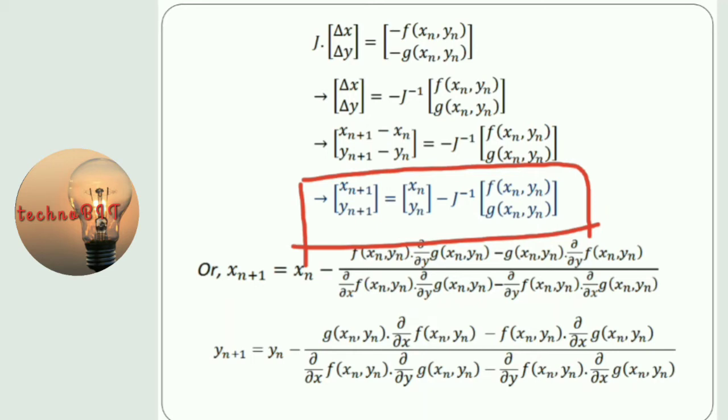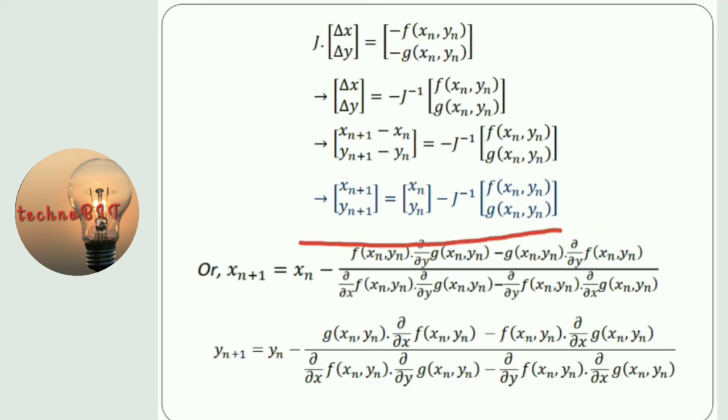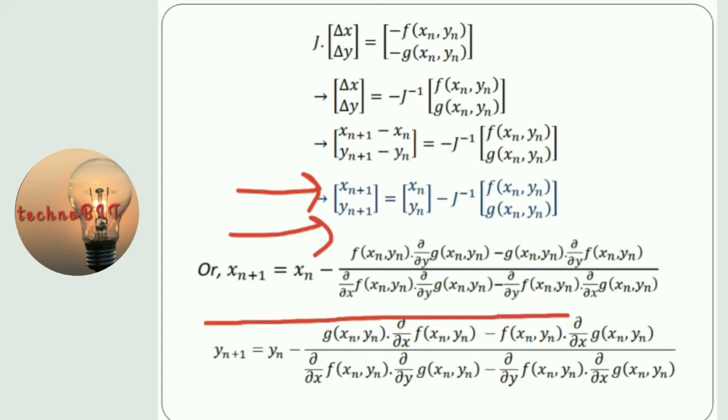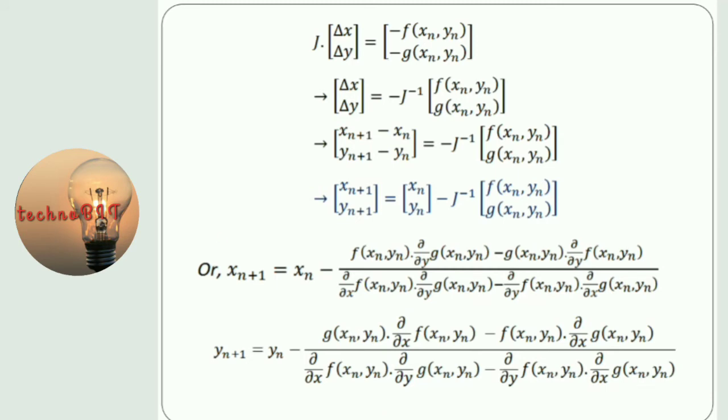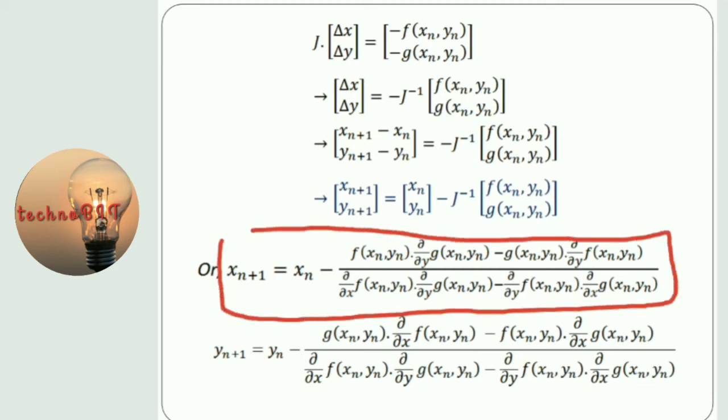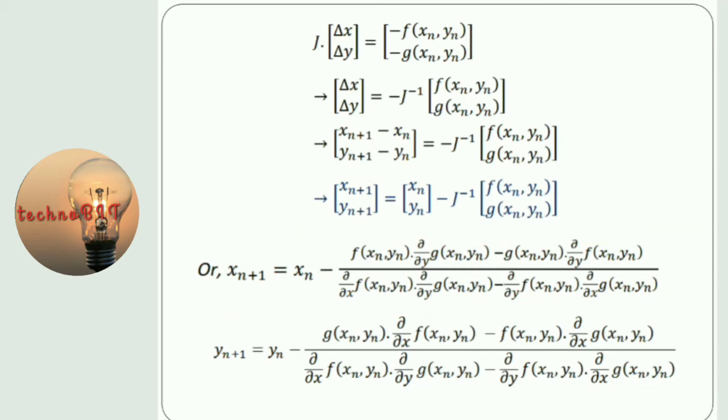Now here we can solve the matrix term and get separate values for xn plus 1 and yn plus 1, and when you solve you will get this equation. In one of the books the expression is given in this form, so you should not get confused. It is simply the solution of this matrix. Just try it, you will get this function, right? Now this is my function.